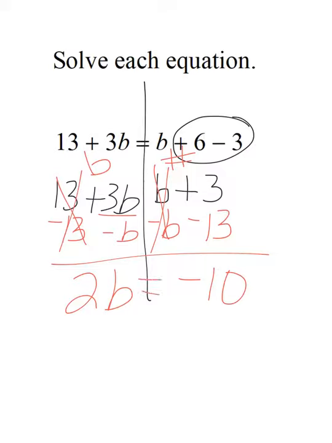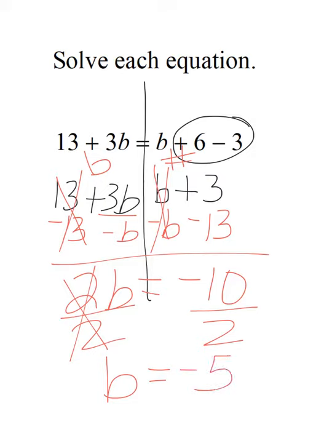So I need to get b alone by dividing by 2 on both sides. That causes those 2's to cancel out or turn into a 1, giving me my 1b. On the right-hand side, I think, what's negative 10 divided by 2? That's negative 5. So my answer is b is negative 5.